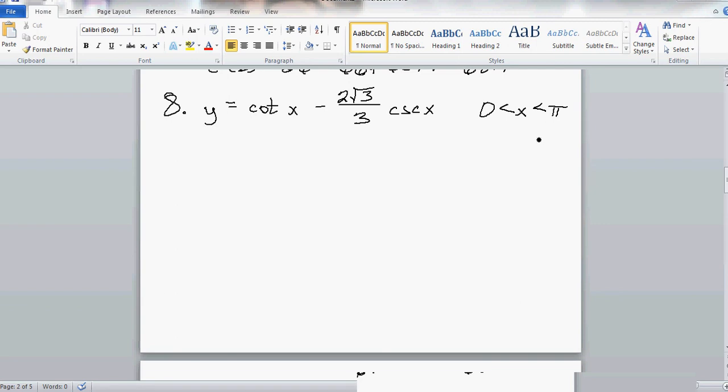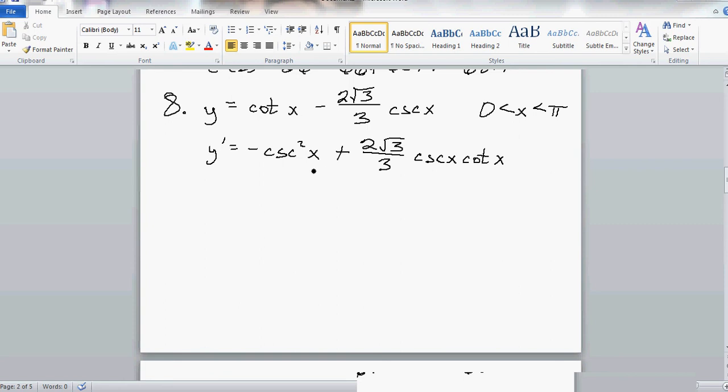Since it's asking for a maximum, we need to find the derivative. So that's going to be our first thing. Y prime. The derivative of cotangent is negative cosecant squared of x. Luckily, there's no chain rule required because this is just plain old x. Minus 2 root 3 over 3. What's the derivative of cosecant of x? That would be negative cosecant of x cotangent of x, and the negative changes to a positive.